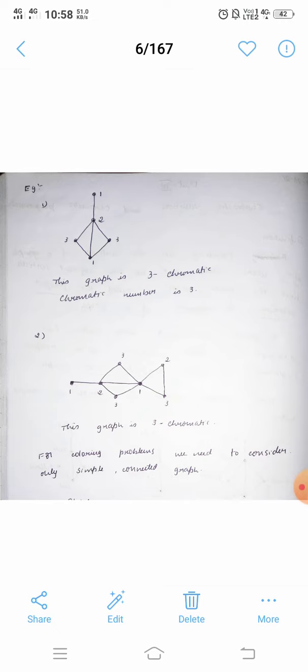So in this full unit we are considering the graph, meaning only a simple connected graph. Here we are referring to a graph, meaning the graph is a simple connected graph.